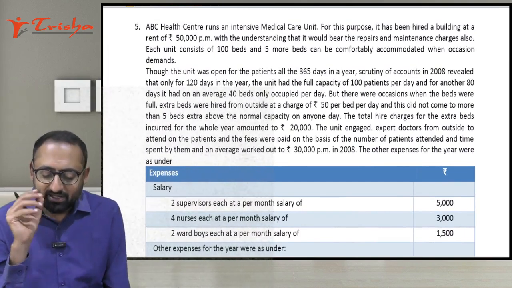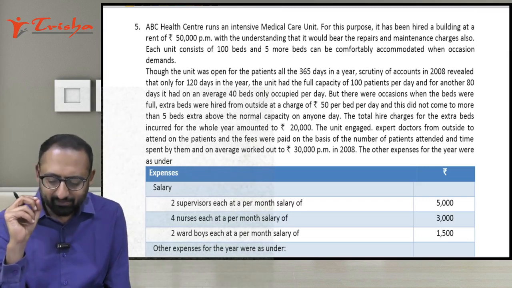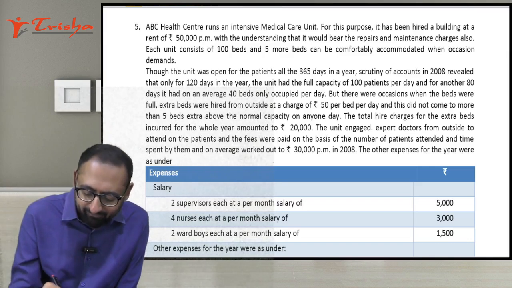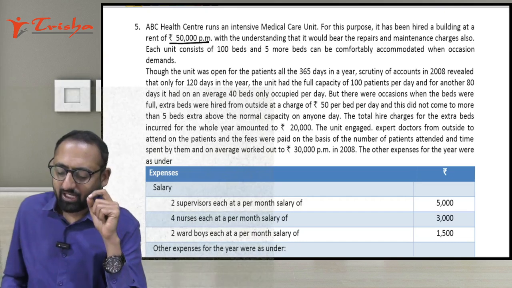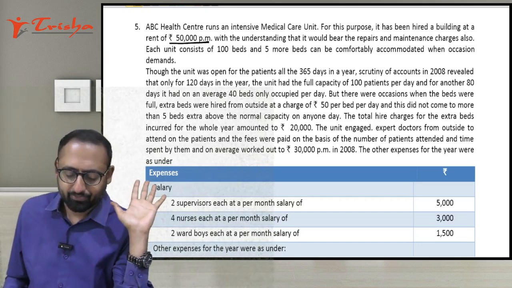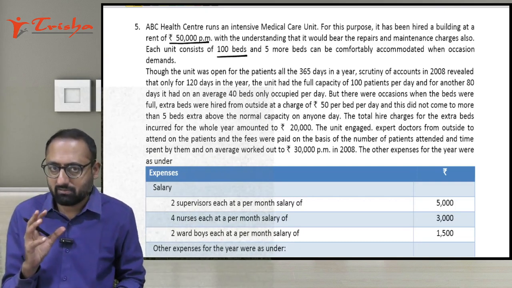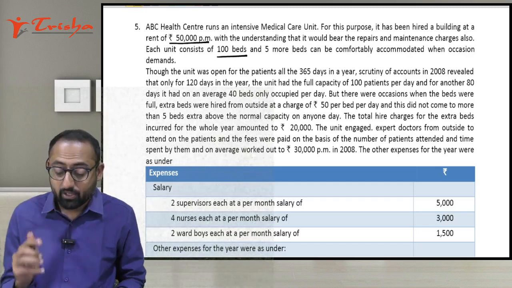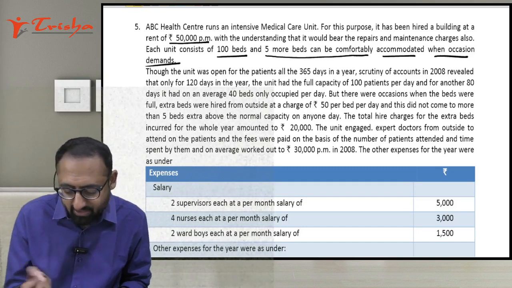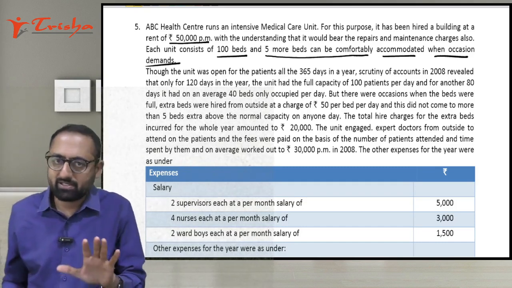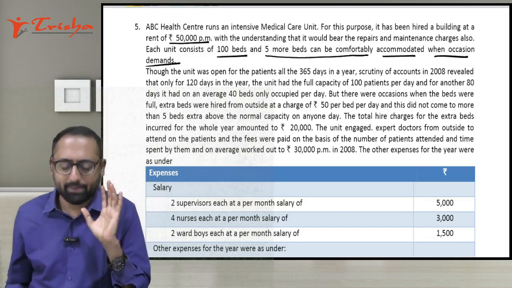ABC Health Center runs an intensive care medical care unit. For this purpose, it has hired a building at a rent of rupees 50,000 per month, with the understanding that it would bear the repairs and maintenance charges also. Each unit consists of 100 beds, and 5 more beds can be comfortably accommodated when occasion demands. So total full capacity is 100, but 5 extra beds can be accommodated. So 105 will be your total capacity.